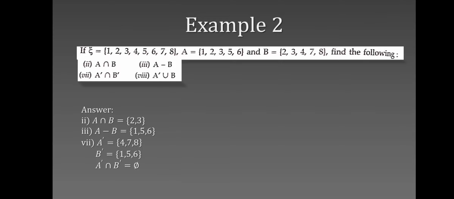Next, A complement union B complement. Now A complement is {4, 7, 8}, which we have already found out, and B is given as {2, 3, 4, 7, 8}. So therefore I can say that A complement union B complement is {2, 3, 4, 7, 8}. That is exactly B itself.